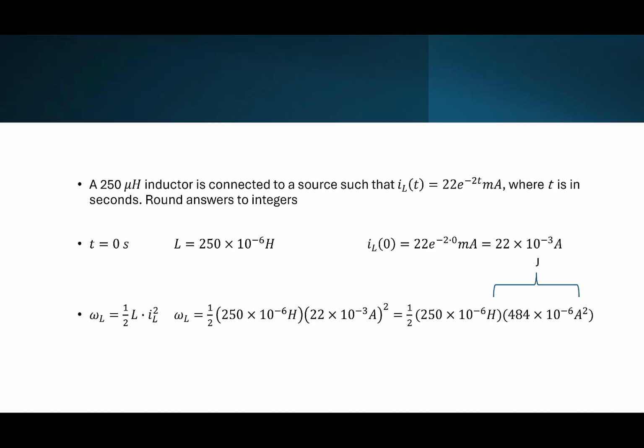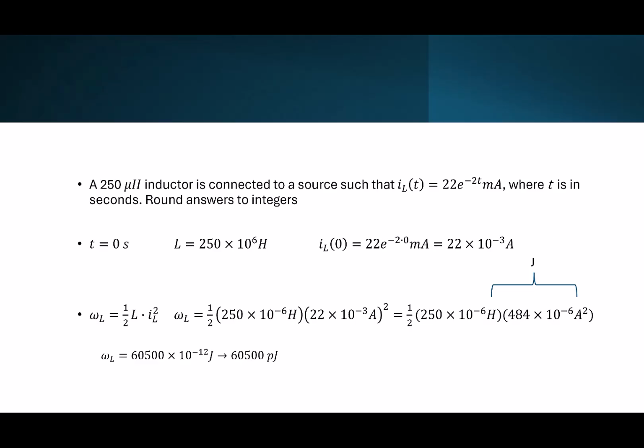Then, if we multiply 1/2 times 250 times 484, we get 60,500. 10 to the negative 6 times 10 to the negative 6 is 10 to the negative 12. We can replace 10 to the negative 12 with a prefix of p to stand for pico, which tells us the energy at time 0 is 60,500 picojoules.